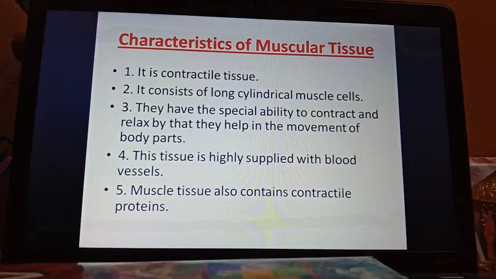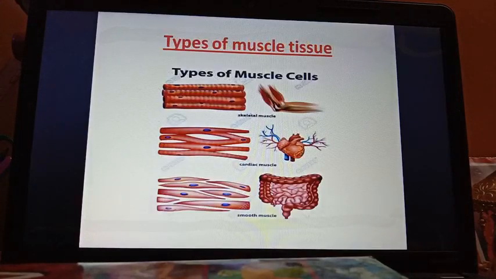They have the special ability to contract and relax. By that, they help in the movement of our body parts. This tissue is highly supplied with blood vessels. Muscle tissue also contains contractile proteins like actin and myosin. Next is the types of muscle tissue. According to structure, function and location, it is of three types: striated or skeletal muscles, smooth muscles, and cardiac muscles.